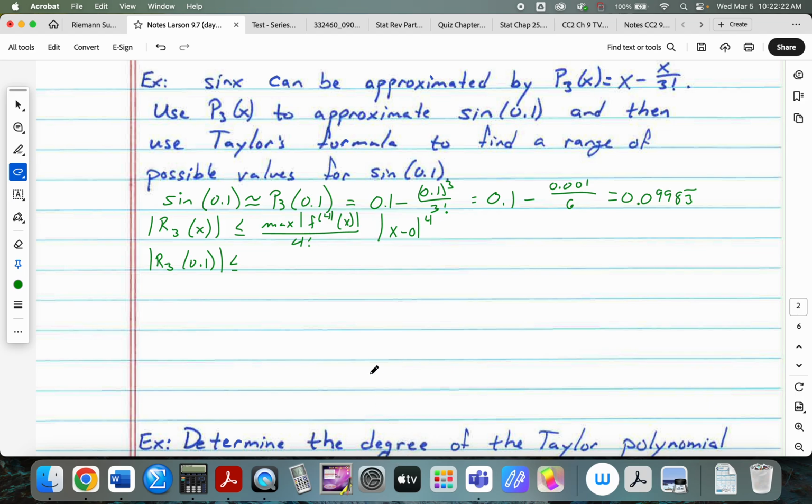you can look at what is the fourth derivative of sine and then look between x is 0 and x is 0.1, right, between c and where we're actually evaluating it, and find the maximum value. However, one of the nice things with sine and cosine, for that matter, is the maximum value of any derivative on any interval is going to be 1. So this is going to be 1 factorial times 0.1 to the 4th power.